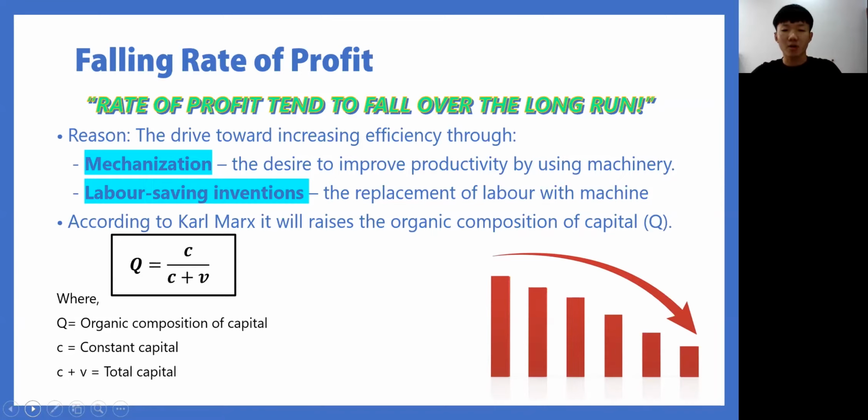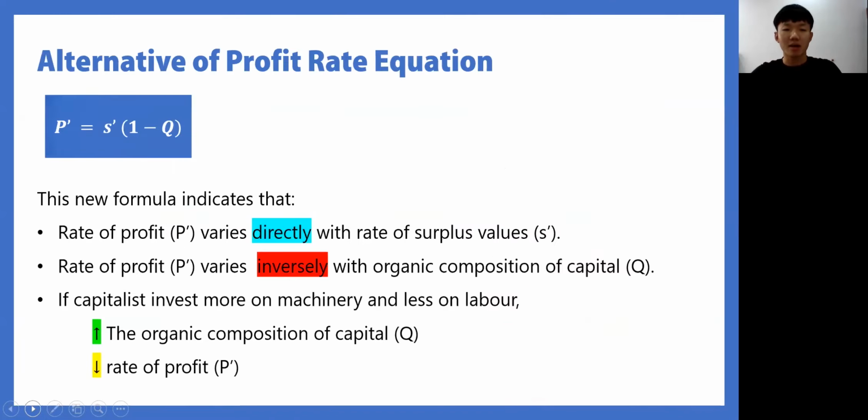The equation for the organic composition of capital is Q equal to constant capital divided by the total capital. The alternative profit rate equation is P' equal to S' times (1 minus Q). That is, P' refers to the profit rate and S' refers to the rate of surplus value. The new formula indicates that the profit rate P' varies directly with the rate of surplus value S', but varies inversely with the organic composition of capital Q. This means that if the capitalist invests more in machinery and less in labor, it will lead to an increase of the organic composition of capital Q, but a decrease of the profit rate P'.